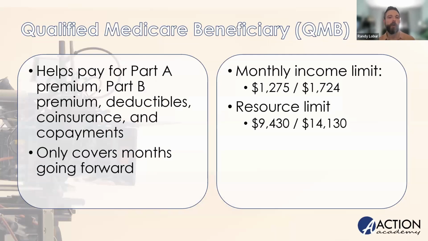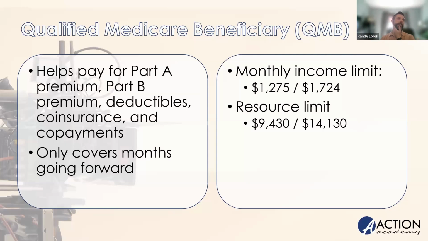So when we say Quimby or when you say QMB, detailed on a plan guide or anything of the sort, what that really means is qualified Medicare beneficiary. And those who are eligible for this program are entitled to help paying for their Part A premium if they're subject to one, their Part B premiums, deductibles, co-insurance, and co-payments. Really helps to take care of a lot of their health expenses. Should note that this program only covers months going forward. So it does not look back at all in the calendar year to help pay for any costs already incurred. It only looks forward from the date that eligibility is verified.